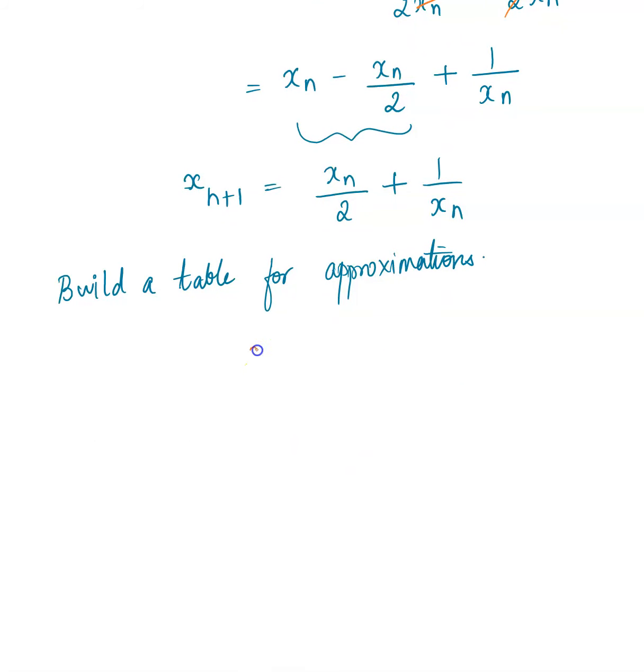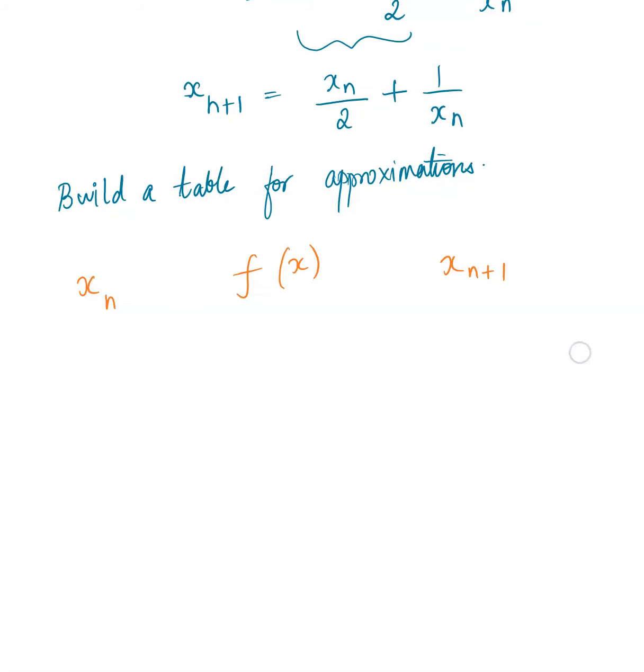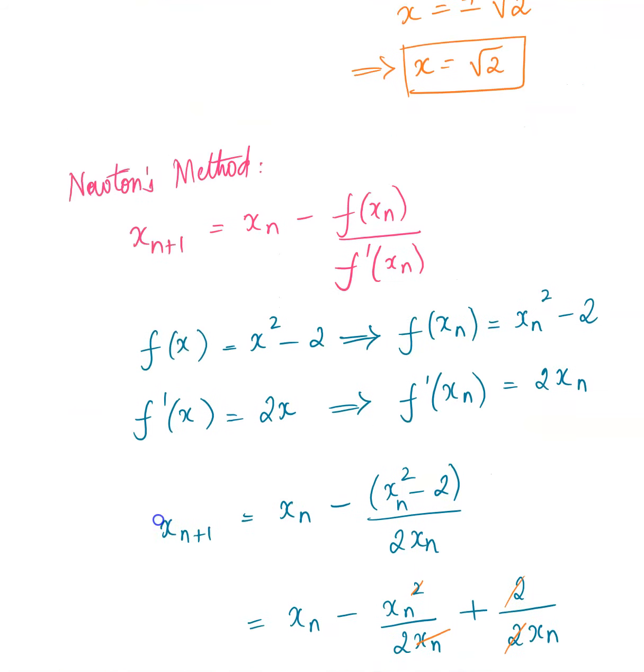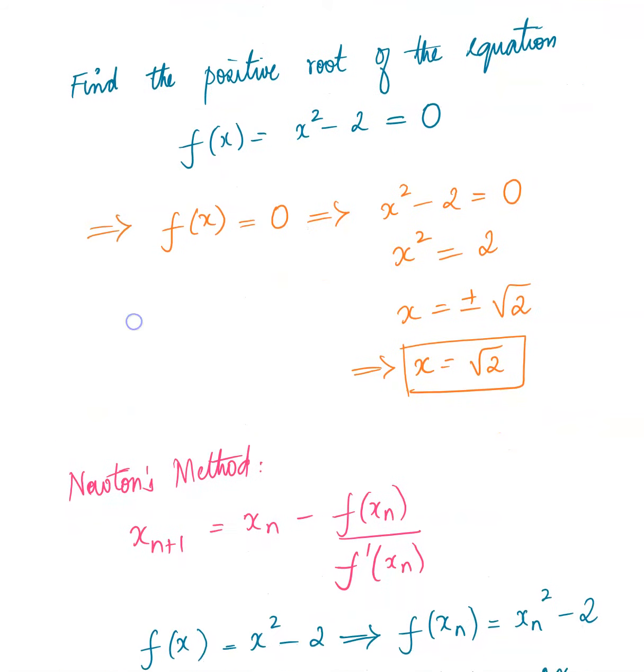So we definitely need two columns. I should say 3 columns, because one is to generate different x's. So I'll just say x, f of x, and xn plus 1. This is xn. So we have 3 columns, and for this equation, x squared minus 2, we need to start with some value, right?